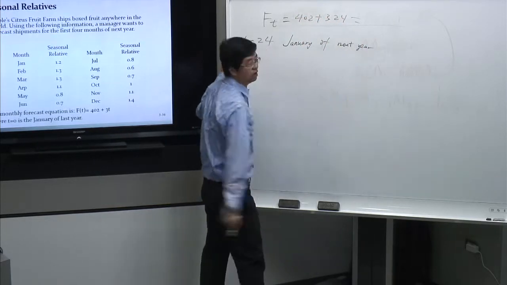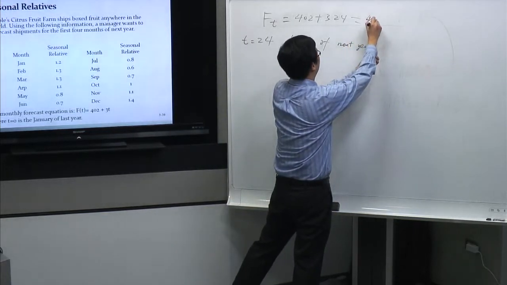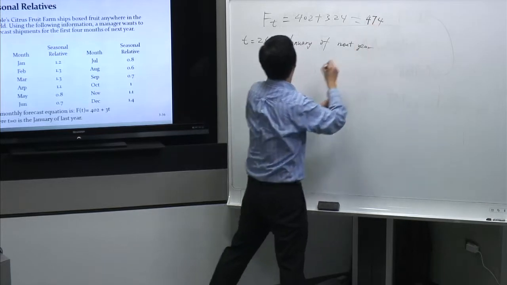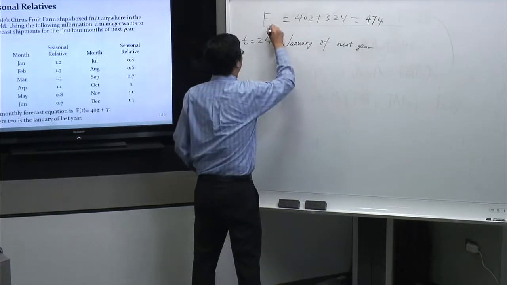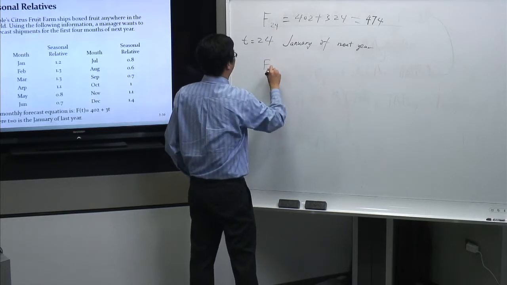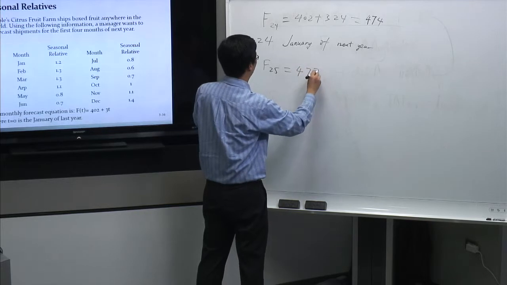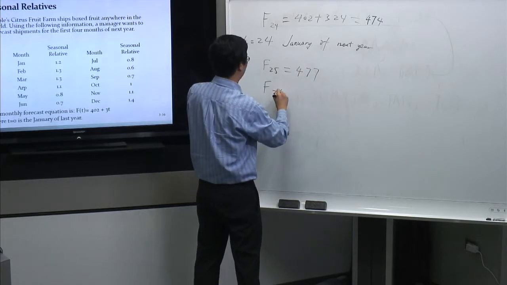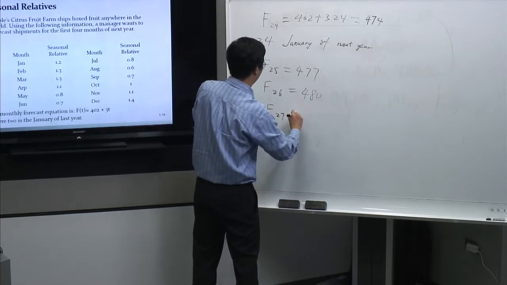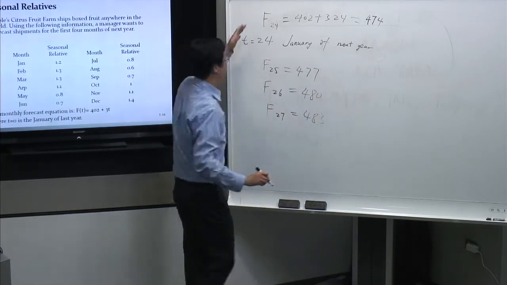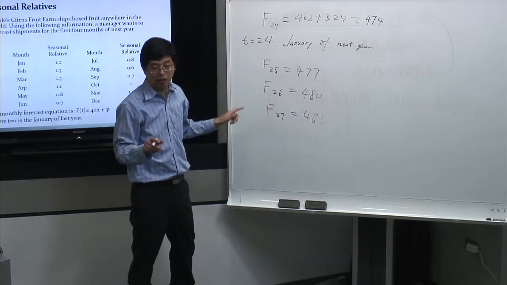What do you get? F24 is 474. So it's 24, and then we do the same thing. F25 equals 477. It's pretty easy, right? F26 is 480. F27 is 483. Those correspond to January, February, March, and April of next year.